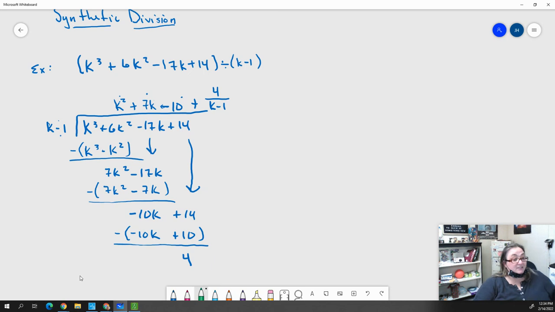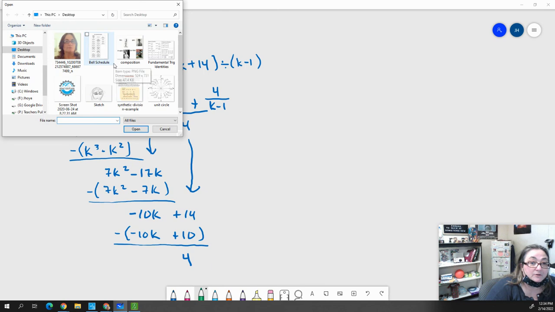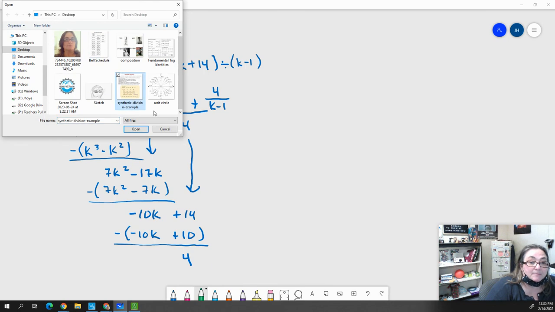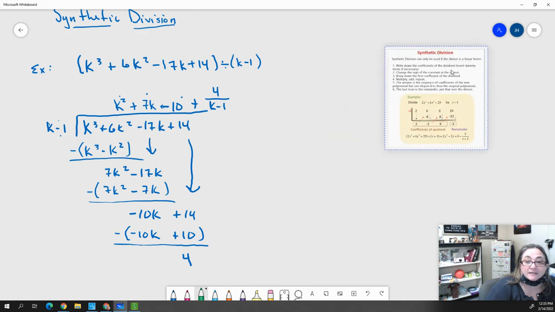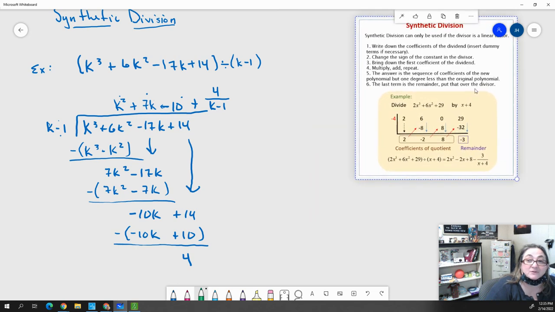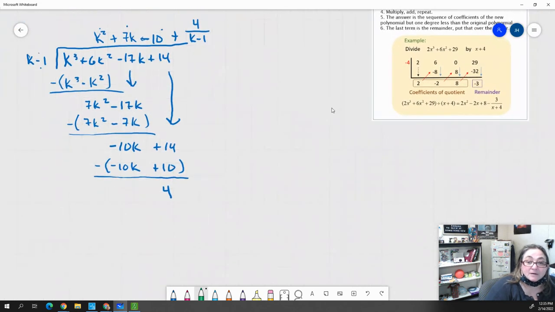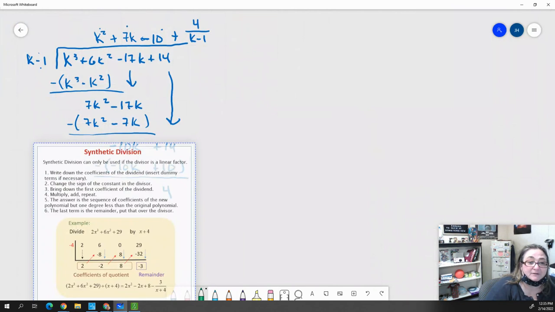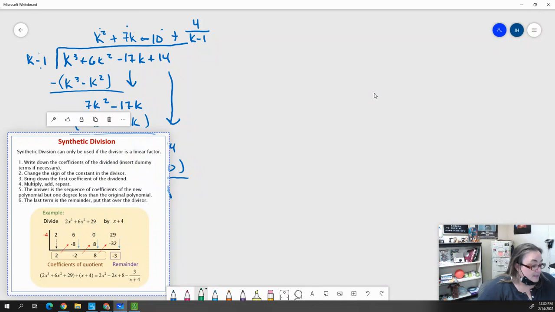When we're doing synthetic division, I'm going to bring up a little thing that I posted in your PowerSchool, so you'll have access to it when you're doing your assignments. It's a little chart that tells you how to do synthetic division so that you can have a step-by-step while you're doing it. But what I want to do first, I'm going to move it down here for right now so that I can work right here.